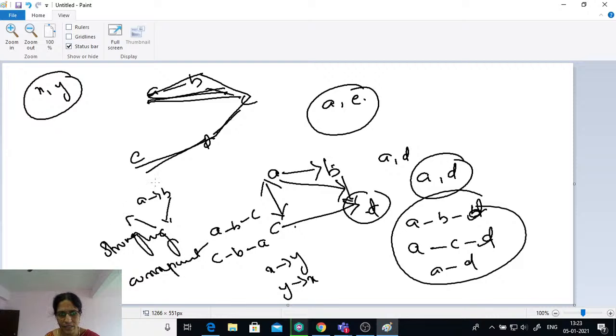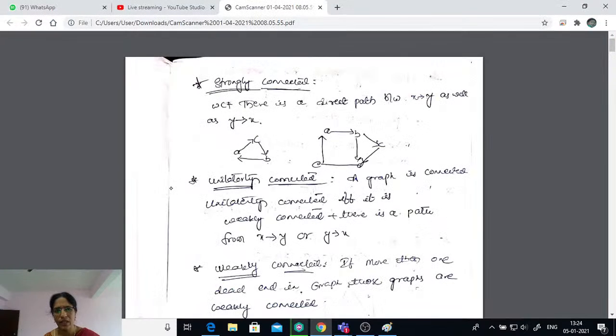In this case, this is not strongly connected. Suppose here A to B and C, and A is there, but suppose A to C there is no path. If A to C is there and C to A is there, then we can say this is strongly connected. That's why this is called a strongly connected graph.